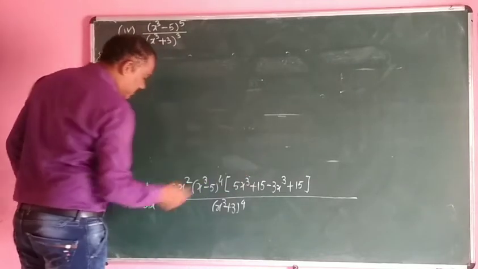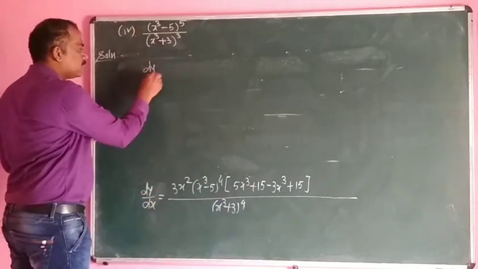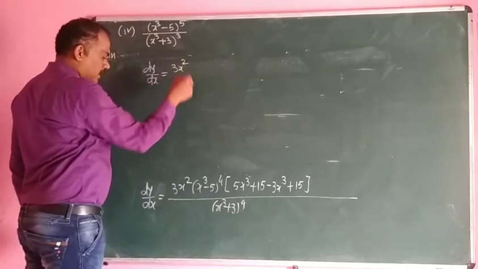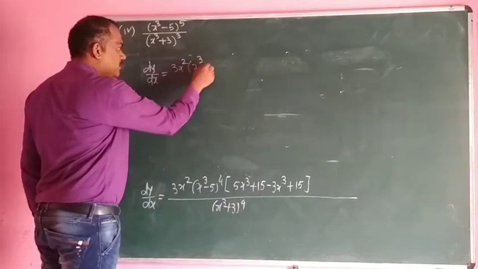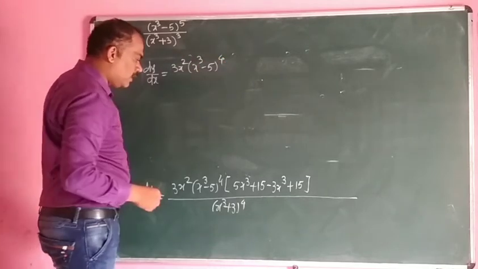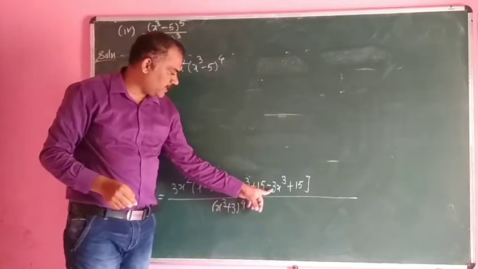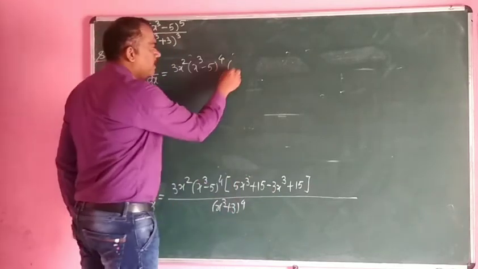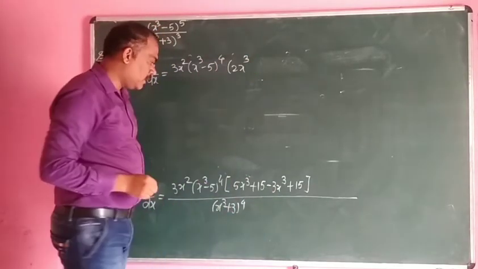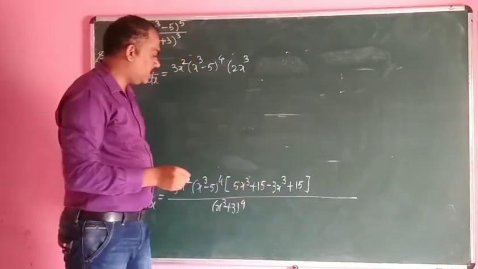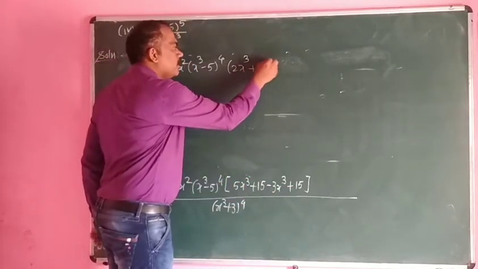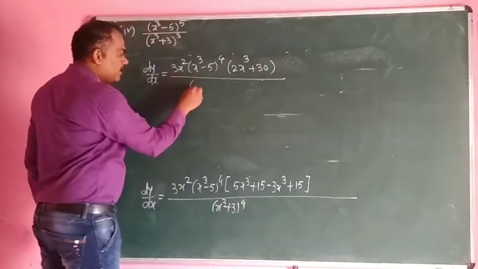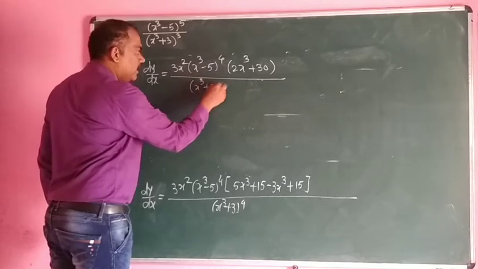Now what do we get, here dy by dx is equal to 3x square into (x cube minus 5) raised to 4 into. Here 15x cube minus 3x cube, that is 5 minus 3, that is 2, that is 2x cube. Here plus 15, here plus 15, that is plus 30, divided by (x cube plus 3) raised to 4.